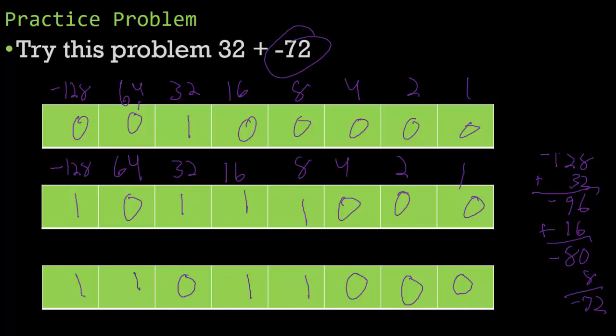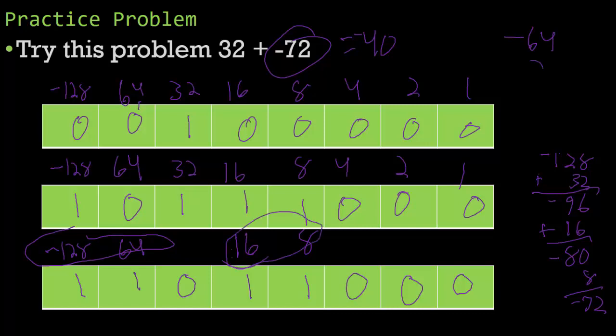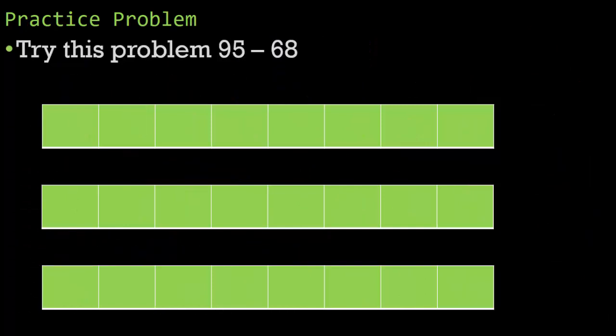And the reason we know this is going to check out is when I add 32 to negative 72, I should end up with a negative number. I should end up with negative 40. This leading one says I have a negative number. So I have negative 128. I have 64. I have 16. And I have 8. When I add these 2 numbers together, I wind up with negative 64. When I add 16 plus 8 together, I get 24. I add these 2 numbers, I get negative 40. Looks like our binary arithmetic works out. And this is why 2's complement makes it so easy. All right, let's move on to another one.